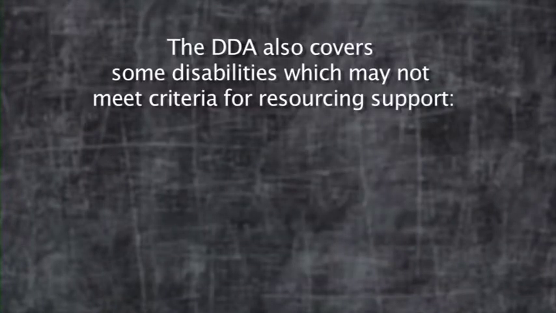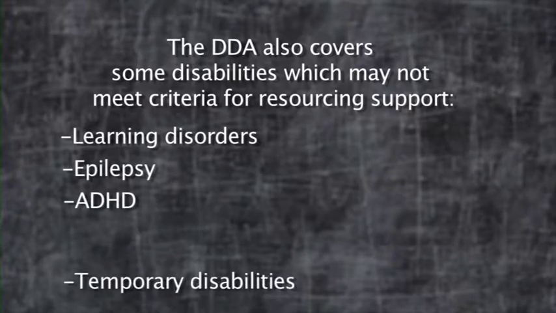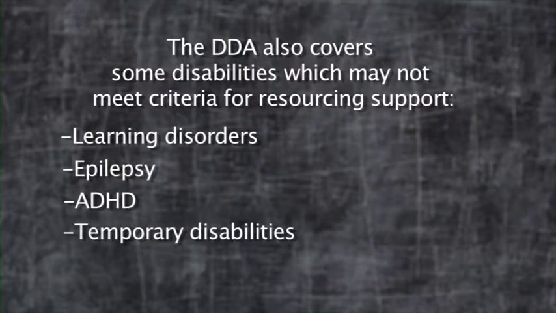The Disability Discrimination Act 1992 and the Disability Standards for Education seek to eliminate, as far as possible, discrimination against people with disabilities. For the purposes of the DDA, disability is defined more broadly than the Queensland EAP verification categories. It also covers some disabilities which may not meet criteria for resourcing support. For example, learning disorders such as dyslexia, epilepsy, ADHD, and temporary disabilities as a result of an accident or illness.